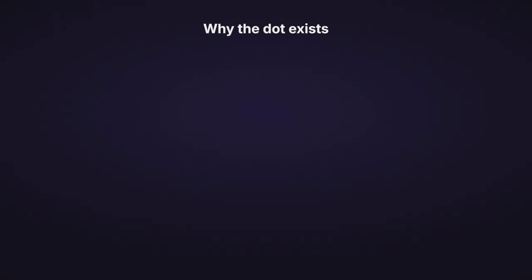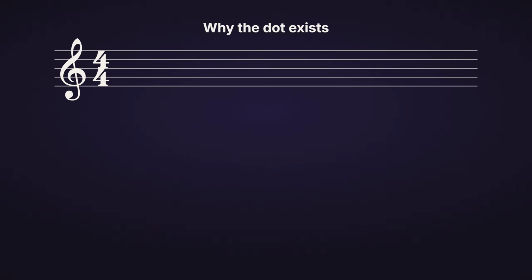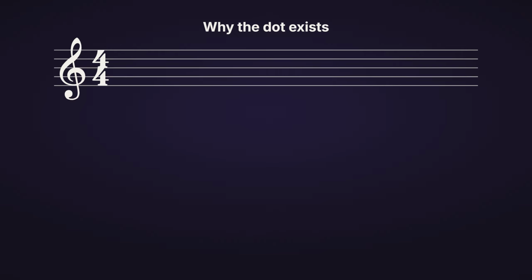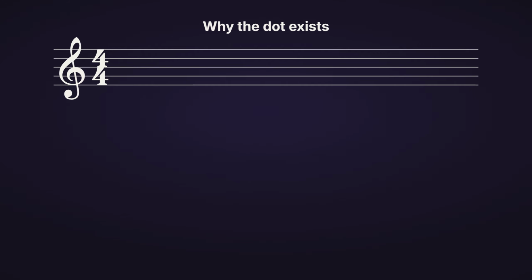The dot exists because musicians needed those durations long before the dot was invented. The original solution was a tie, a curved line connecting 2 notes of the same pitch. Hold the first note, add the second note's length silently onto the first, no new key press, no new attack.